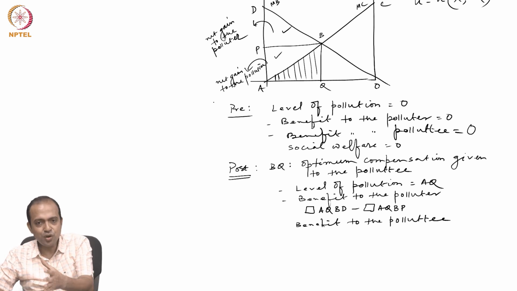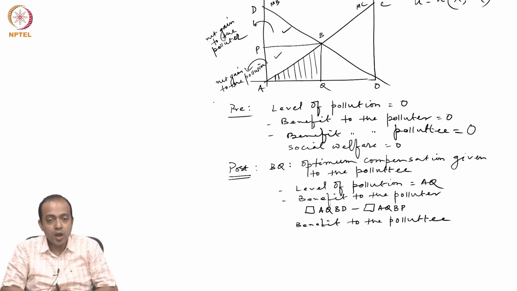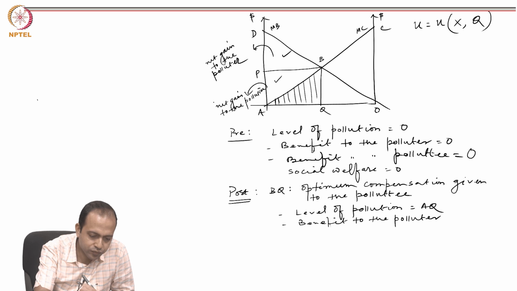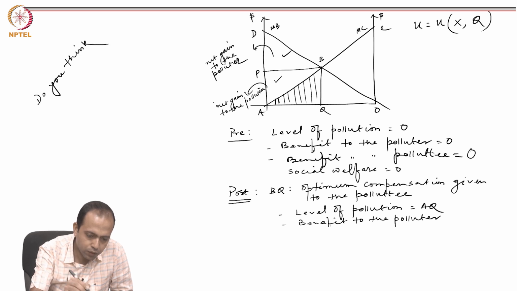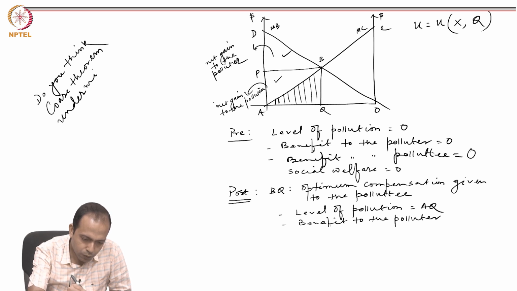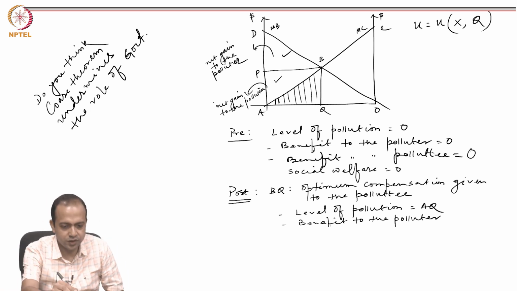So, we can solve this externality problem just by assigning property right and giving it either to the pollutee or the polluter and asking them to bargain. Now, the question is, do you think that Coase theorem undermines the role of government? This is the question I am asking.